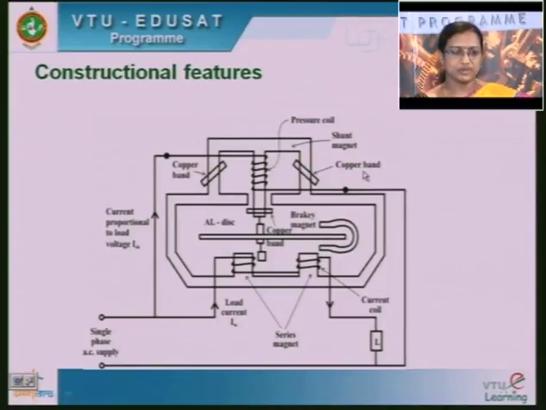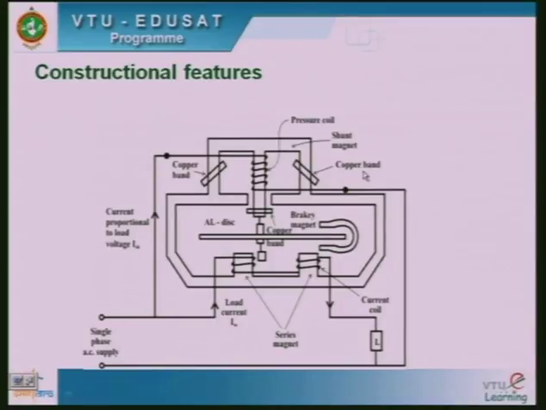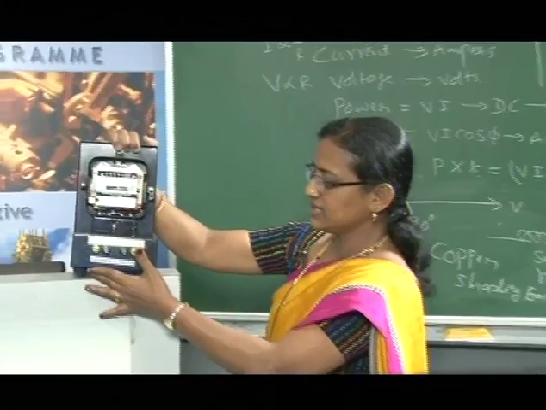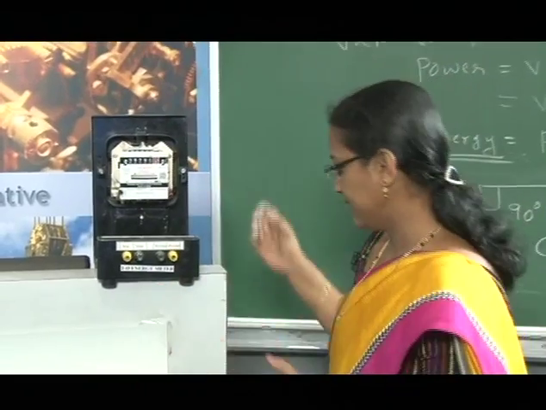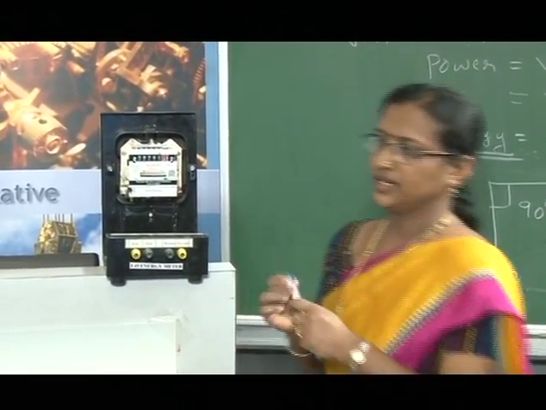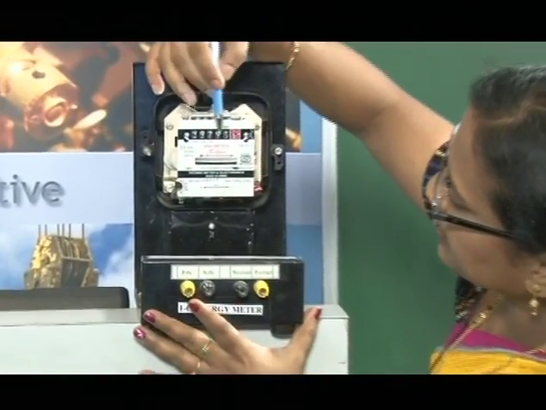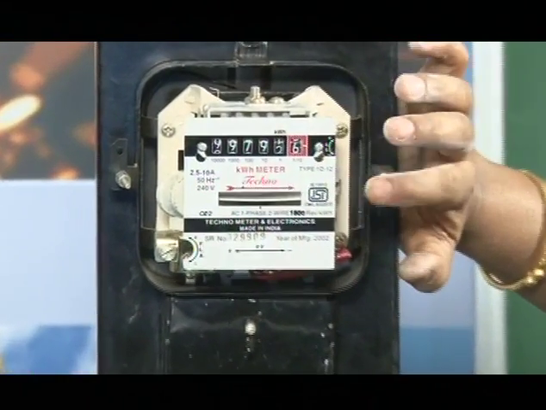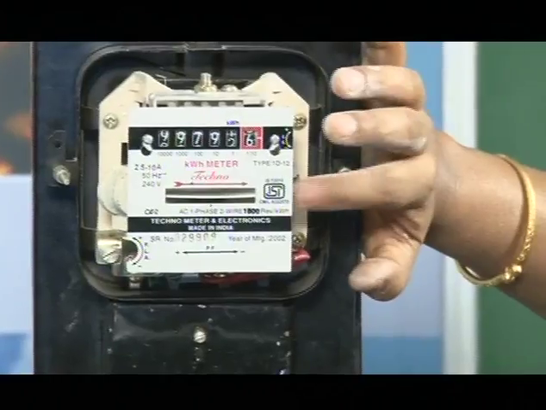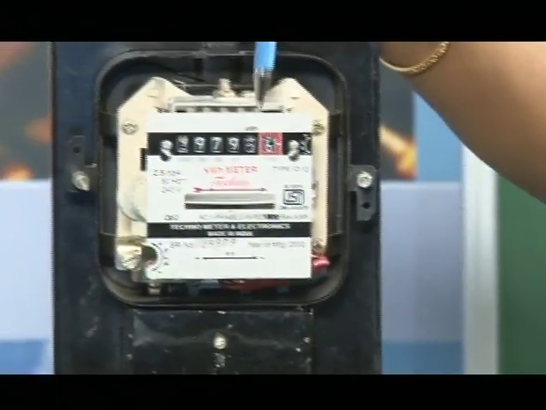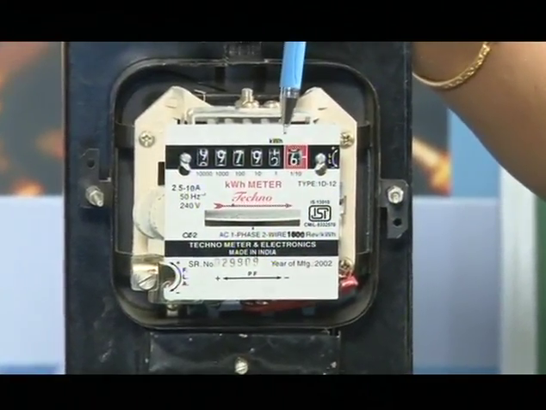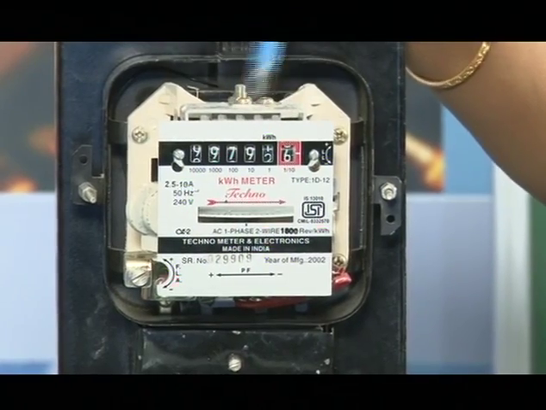Okay. Now I will show you how exactly the energy meter looks. You see, this is the energy meter, a single phase energy meter. Here the disc is there, rotating. It gives the reading in terms of kilowatt hour. Here you can read that reading.